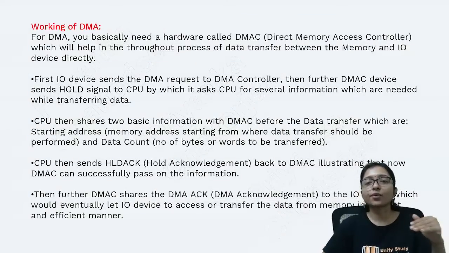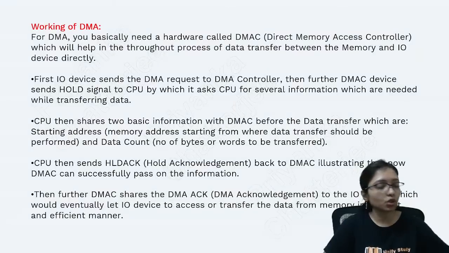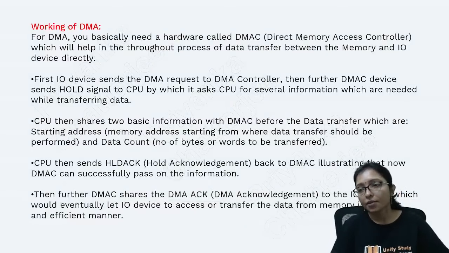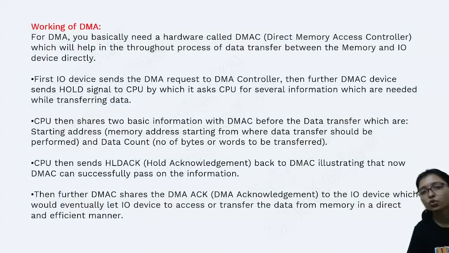So this is the sequence of DMA. Quickly you can go through it, because nowadays sequence questions are also very important. Maybe it is hiding behind me, so those who want to take a screenshot, you can take a screenshot of this. So this is the sequence of how it is working. When DMA wishes to transfer anything, first the input output device will send a DMA request to the DMA controller.